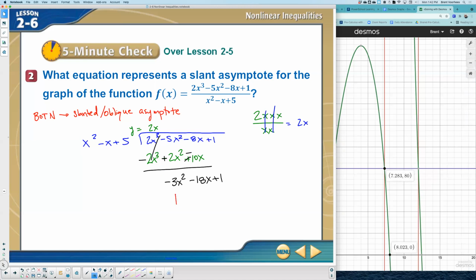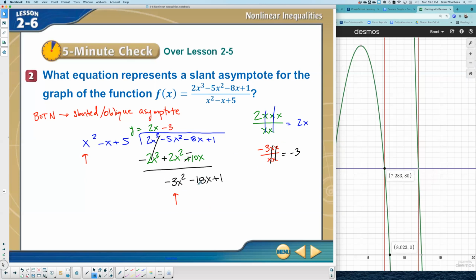I again ask, what's this leading term divided by this leading term? Leading term inside the house divided by leading term outside the house. What is negative 3x squared divided by x squared? That would just be negative 3. This is going to be my solution. The quotient is y equals 2x minus 3. That's going to be my solution.